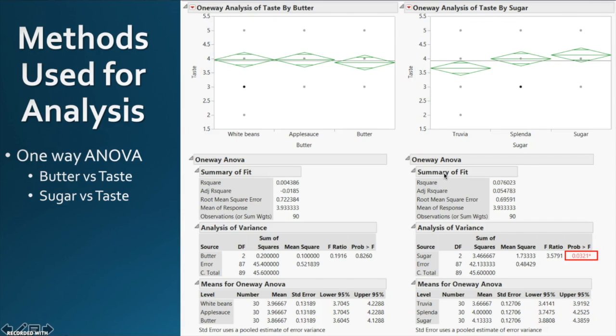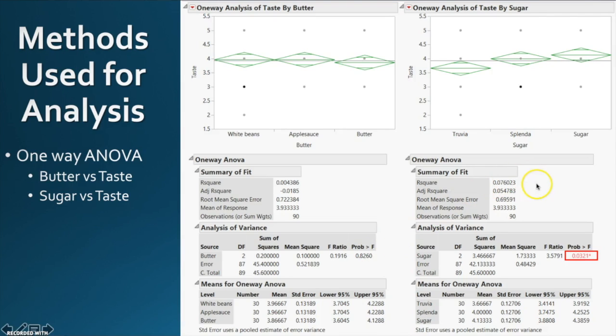Now going into ANOVA, we can look at the butter versus the taste and the sugar versus the taste. With an ANOVA test, the null hypothesis would be different than in chi-squared. It would be that there is no difference between the two things that you're comparing. Right here with the butter, we can see the p-value is way above 0.05, meaning that we cannot reject the null hypothesis. So we can state that there is no difference between the butter and the taste.